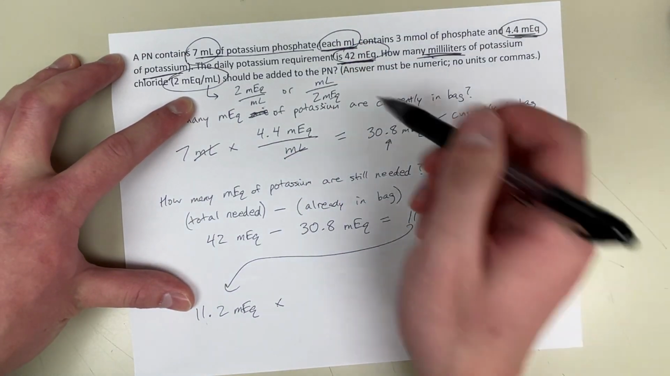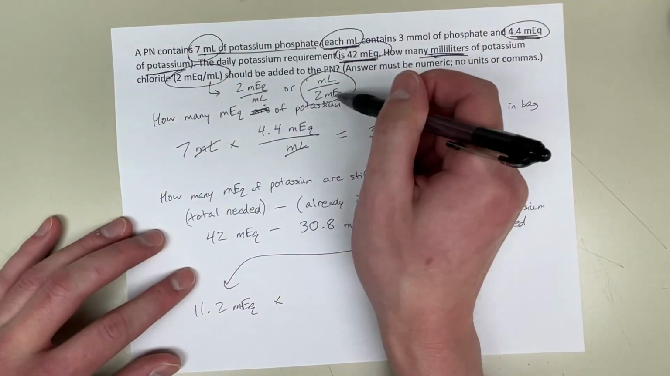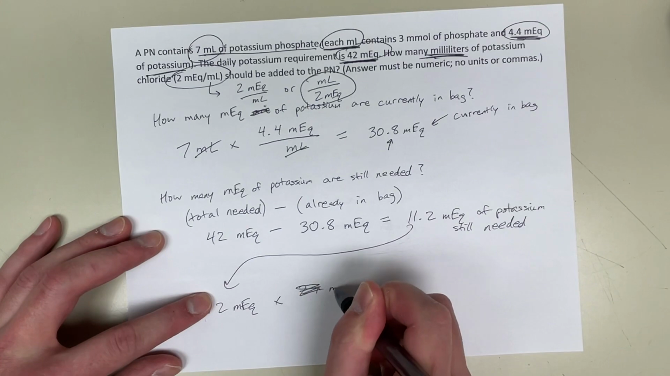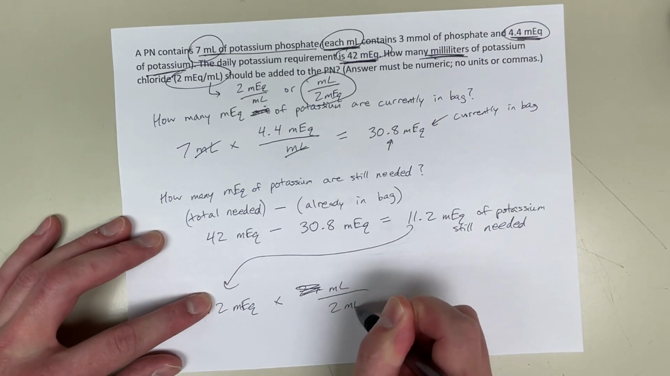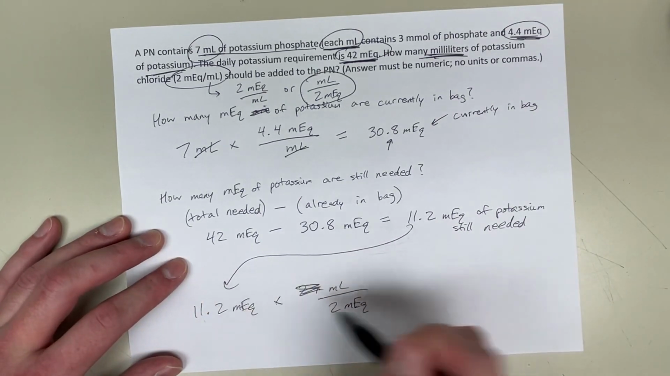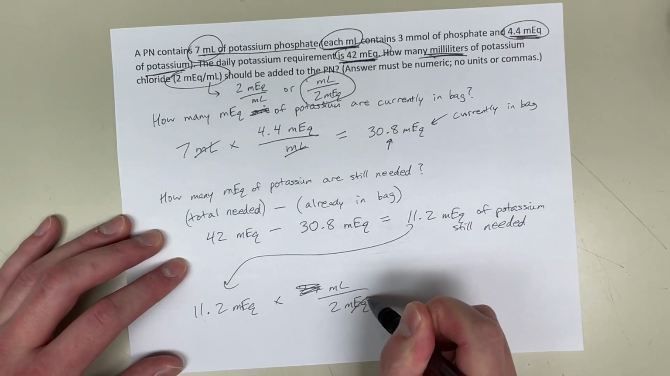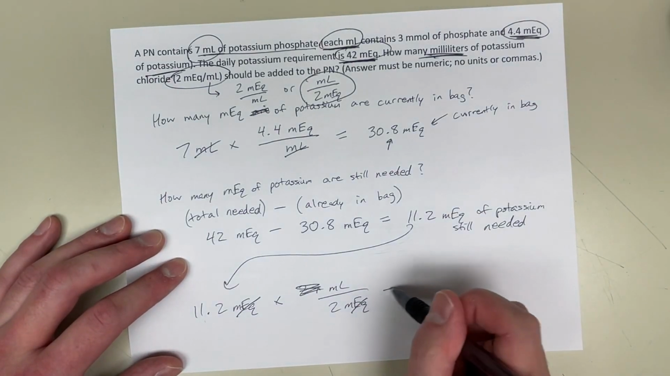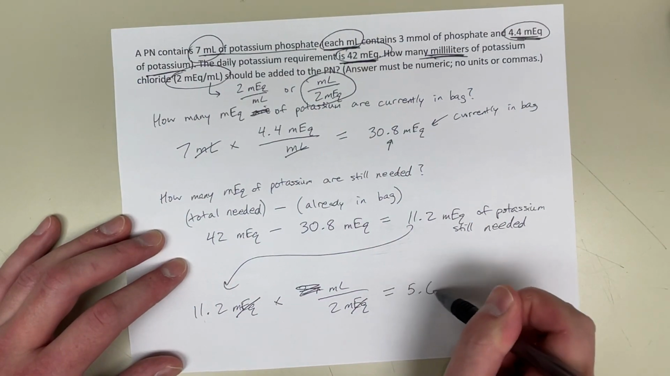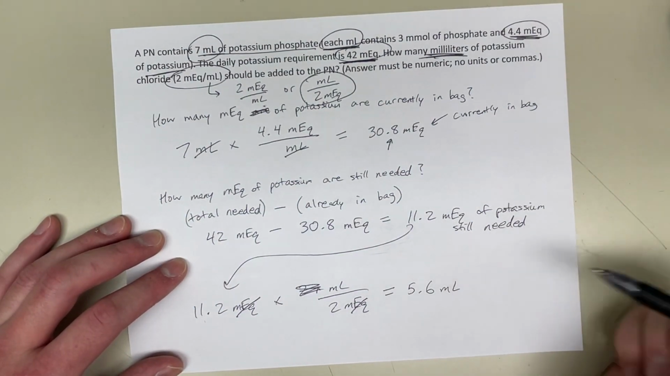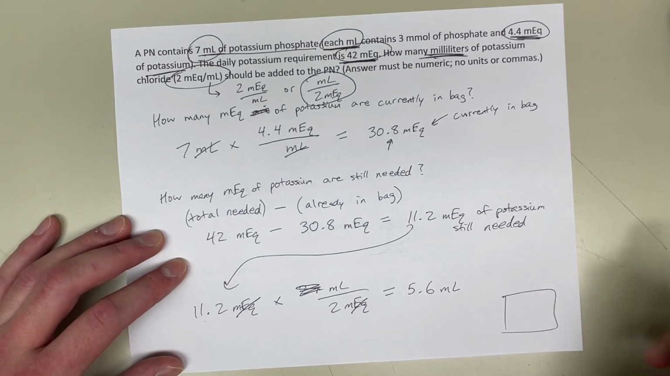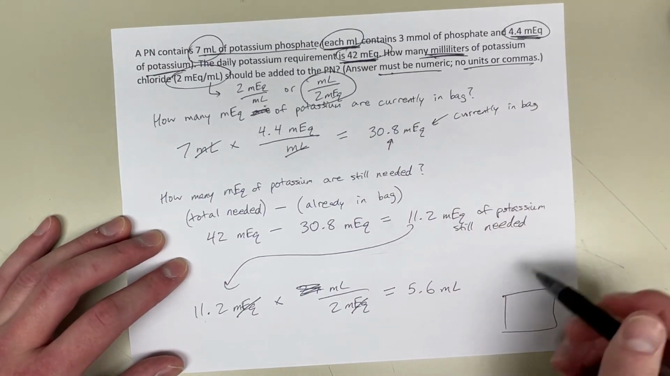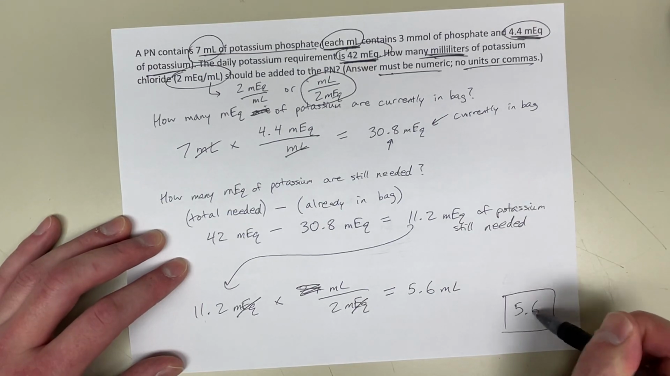The only reason why I know to use this one is because milliequivalents is in the denominator, because I want milliequivalents here to cancel out with milliequivalents here. So when I solve for this, I get 5.6 milliliters. And that's my answer. And then make sure you follow the prompt: numeric, no units or commas. So in the computer, you just put in 5.6.